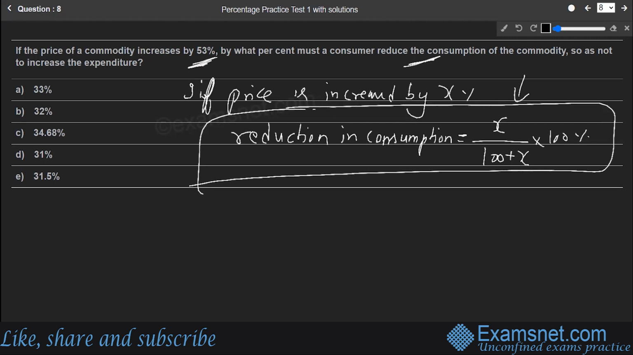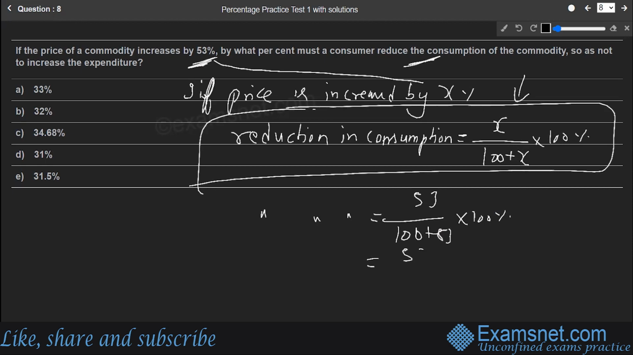He has said the price of a commodity is increased by 53%. So the x value will be treated as 53. So the reduction in consumption will be 53 divided by 100 plus 53 into 100%. If we solve this, it is going to be 53 divided by 153 into 100%, which comes out to be 34.68%. So that is going to be the right answer: how much reduction in consumption to be made.